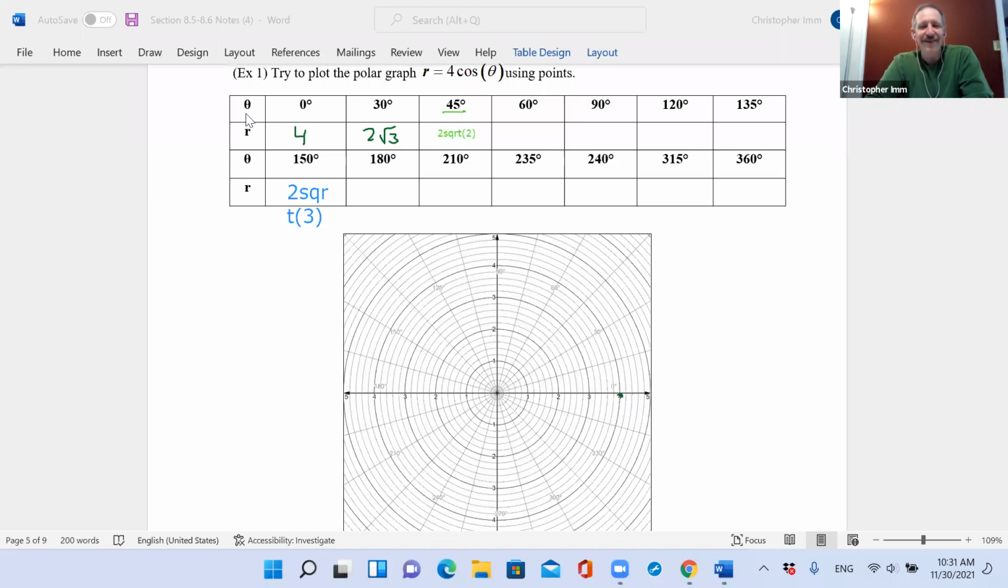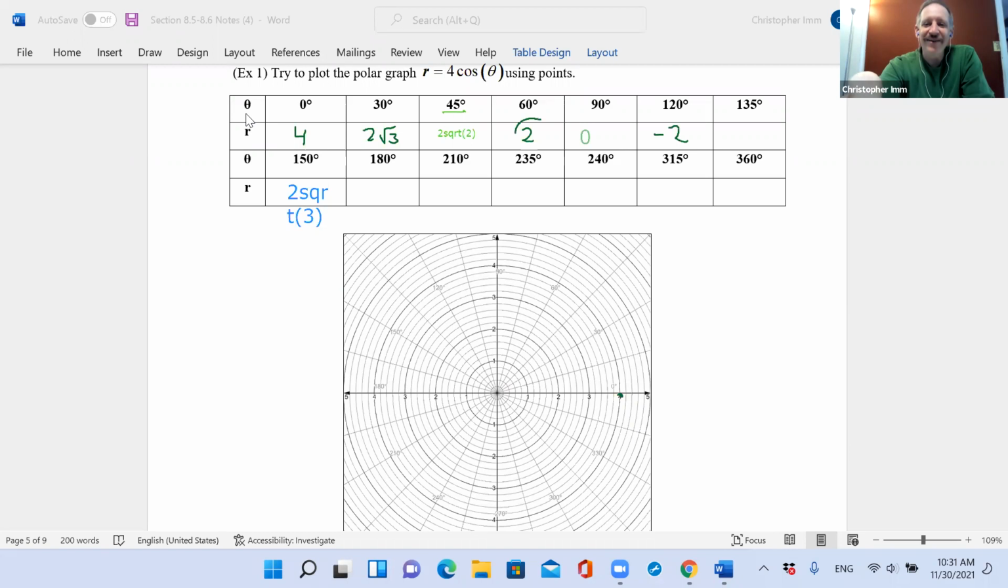Okay, so you can go ahead and put those in. Or you can just tell me what happened when you plugged in 60 degrees. Who had that one? I got 2. Okay, great. Nice job, Caleb. So cosine of 60 is 1/2. 1/2 times 4 is 2. Who had 90? I got 0. Excellent. Very nice. Cosine of 90 is 0. Who had 120? -2. Okay, perfect. That's going to be -1/2 times 4.